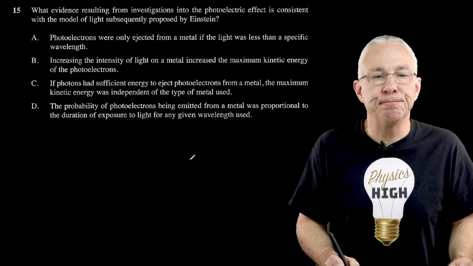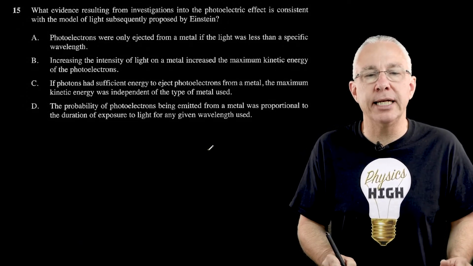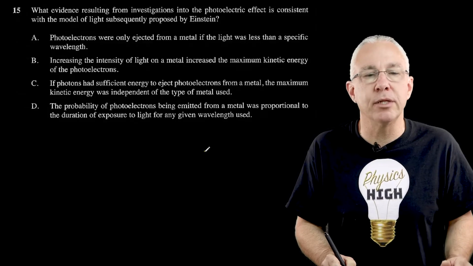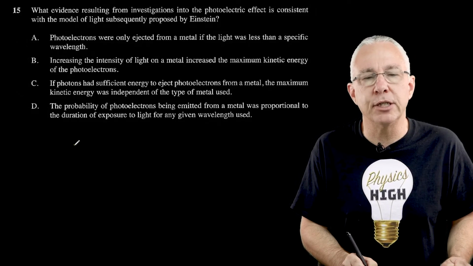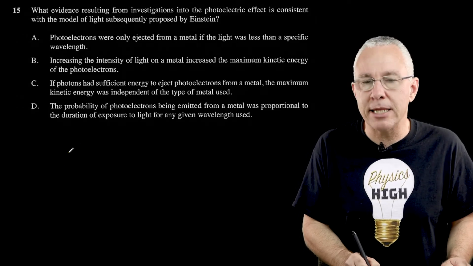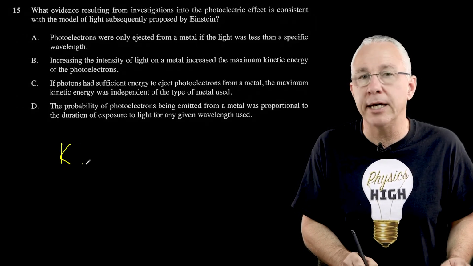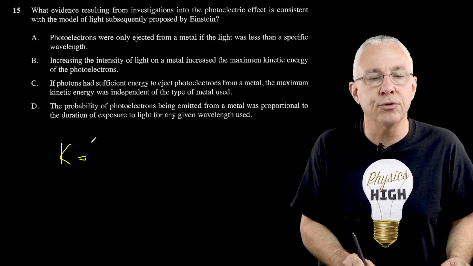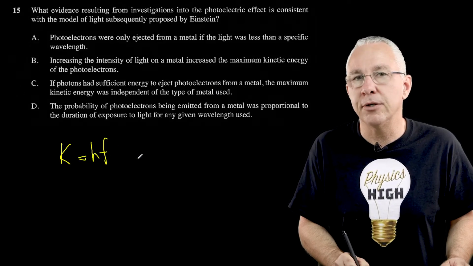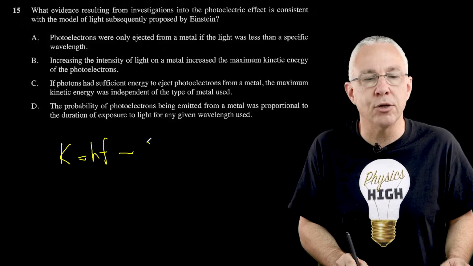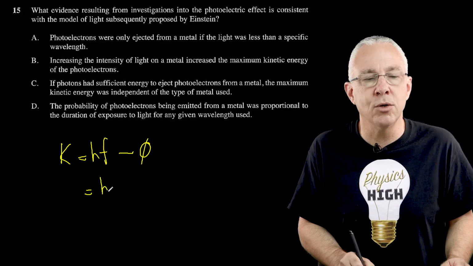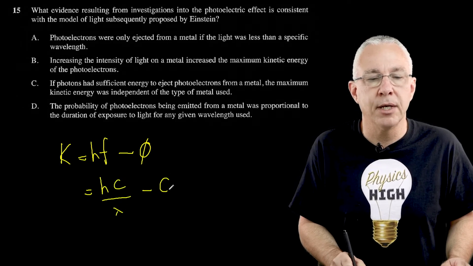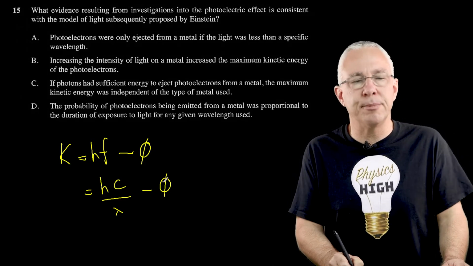Question 15. What evidence resulting from investigating the photoelectric effect is consistent with the model of light subsequently proposed by Einstein? This is about the photoelectric effect, and so the mathematical formula for the kinetic energy of any emitted photoelectrons is equal to the photon energy that the photoelectron absorbs minus the work function. Of course, I can rewrite this because the frequency is also equal to the speed of light divided by the wavelength of that photon. Now that allows us to interpret our question.